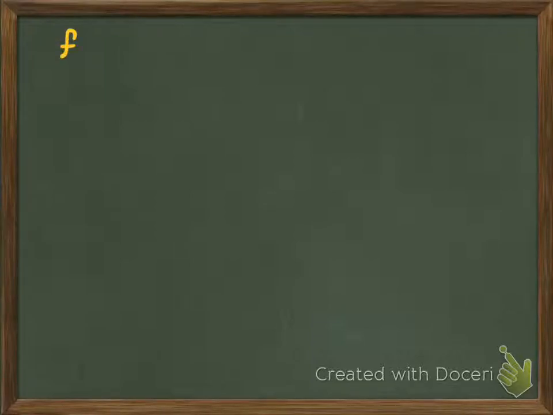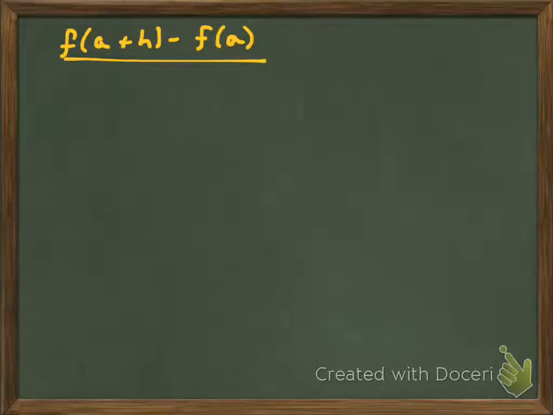You should have in your notes f of x, or do we do a? Okay. f of a plus h minus f of a over h. Why was it just h? Because what did we have before that? a plus h minus a, right?